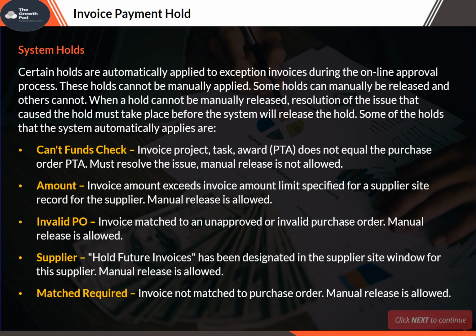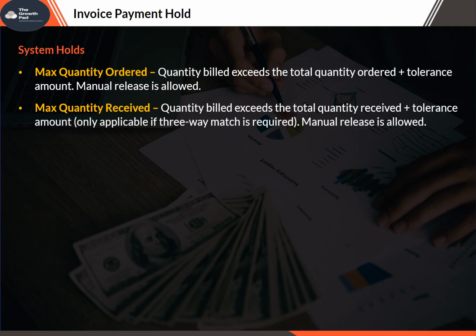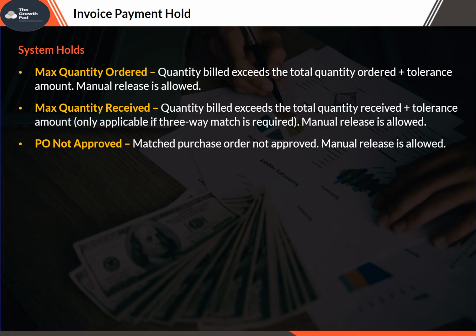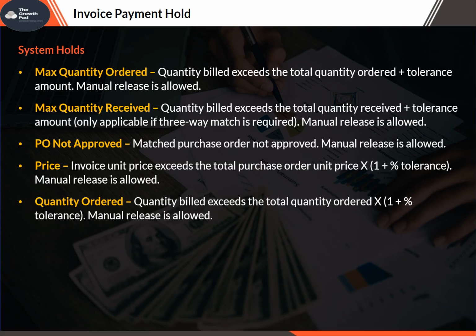Manual release is allowed. Max quantity ordered, quantity billed exceeds the total quantity ordered, plus tolerance amount. Manual release is allowed. Max quantity received, quantity billed exceeds the total quantity received, plus tolerance amount, only applicable if three-way match is required. Manual release is allowed. PO not approved, matched purchase order not approved. Manual release is allowed. Price, invoice unit price exceeds the total purchase order unit price, into 1+% tolerance. Manual release is allowed. Quantity ordered, quantity billed exceeds the total quantity ordered, into 1+% tolerance.